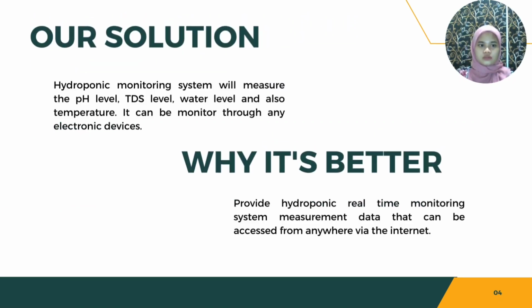Our solution. The hydroponic monitoring system will measure the pH level, TDS level, water level, and also temperature. It can be monitored through any electronic device. Why is it better? It provides hydroponic real-time monitoring system measurement data that can be accessed from anywhere via the internet.